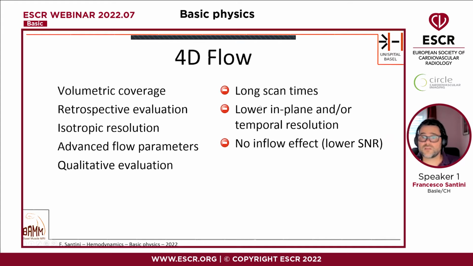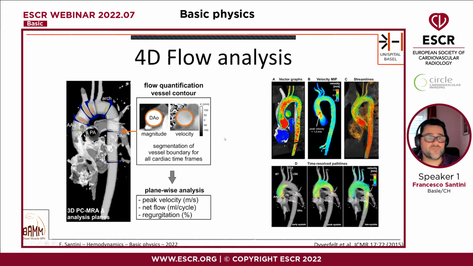However, this always requires long scan times. We cannot do it in a breath-hold like we can for a single slice. And we usually have lower in-plane or temporal resolution. And then we might need to use a contrast agent because we don't have any inflow effect as we have with a single slice. But then we can do an analysis like this. This is from a paper. We see that we can put many planes, so from a single acquisition, we can do multiple 2D reconstructions.